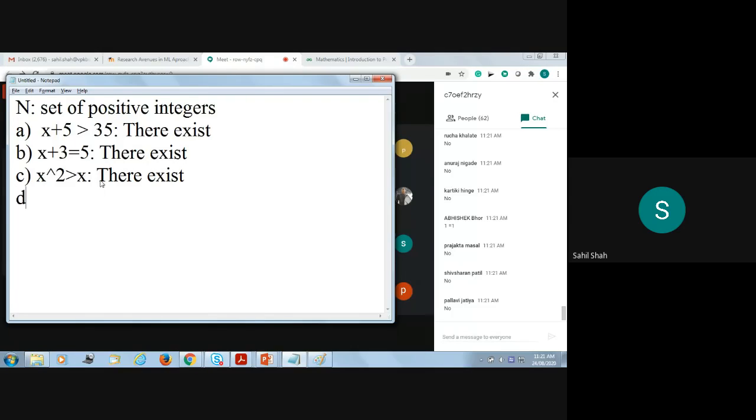And if I have another example like this, let us say x cube greater than or equal to x. In this case, you are going to use for all. Is it fine? Why have we not taken for all in C? Because there was one specific case for which 1 was not greater than 1. So there you are going to use there exists. Is it clear?